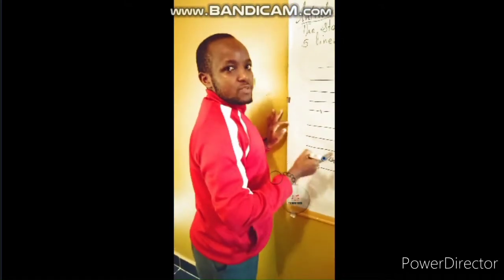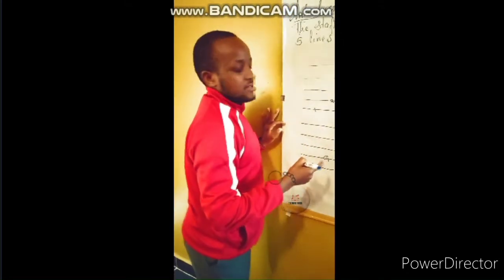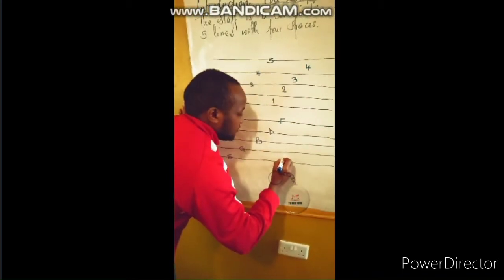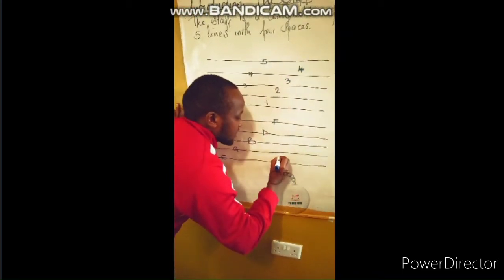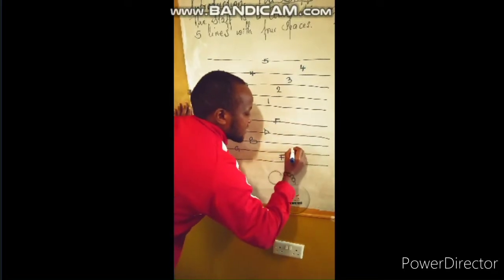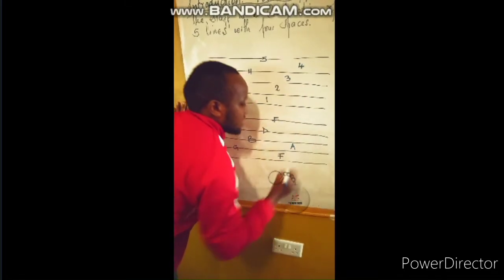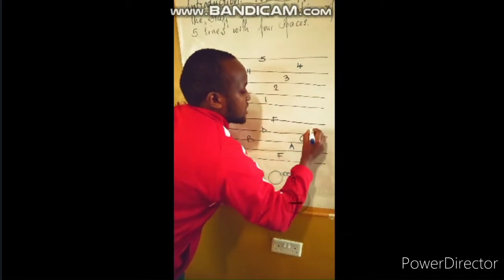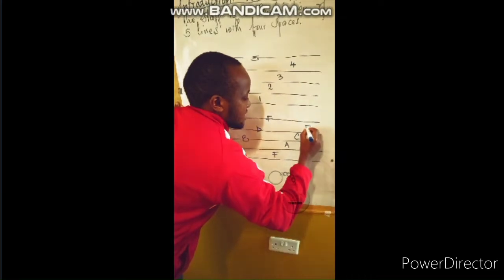We also give the spaces letter names. The first space is F. Second space is A. Third space is C. The fourth space is E.